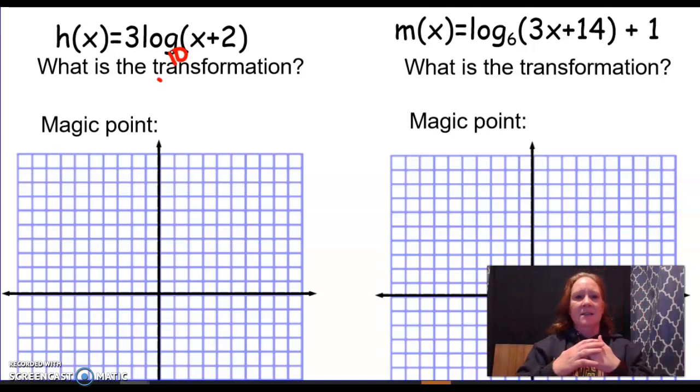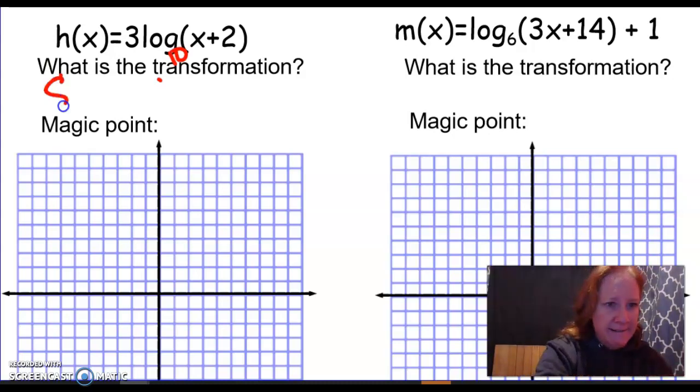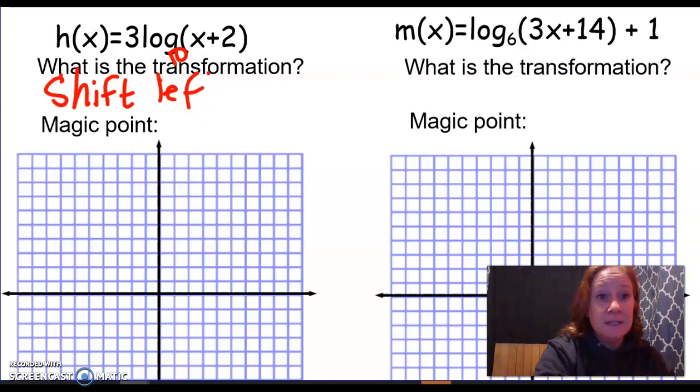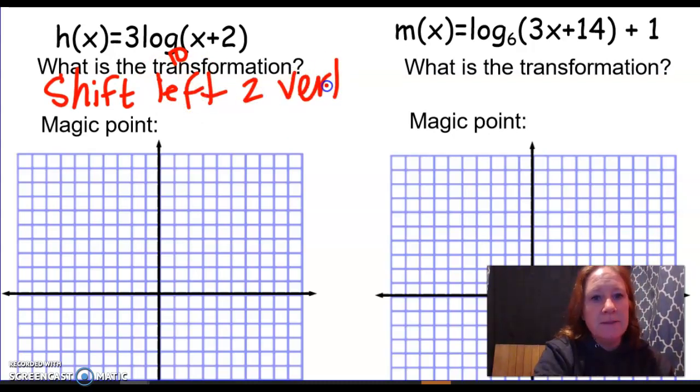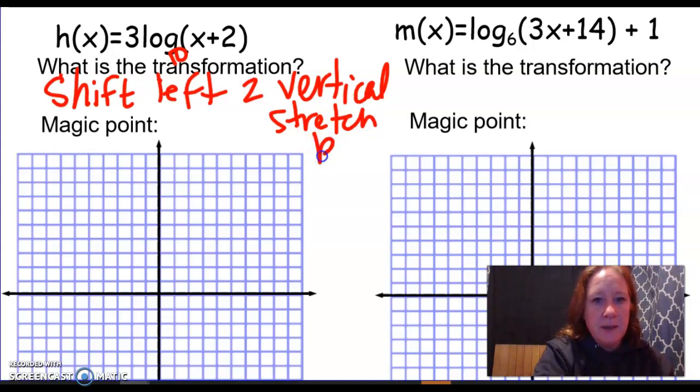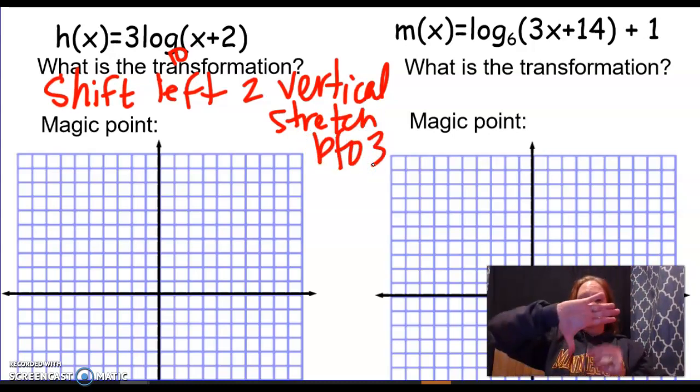Well, it's got a shift left 2, and then a vertical stretch by a factor of 3. You have to say that it's vertical. So if it was like this, now it's going to stretch up.